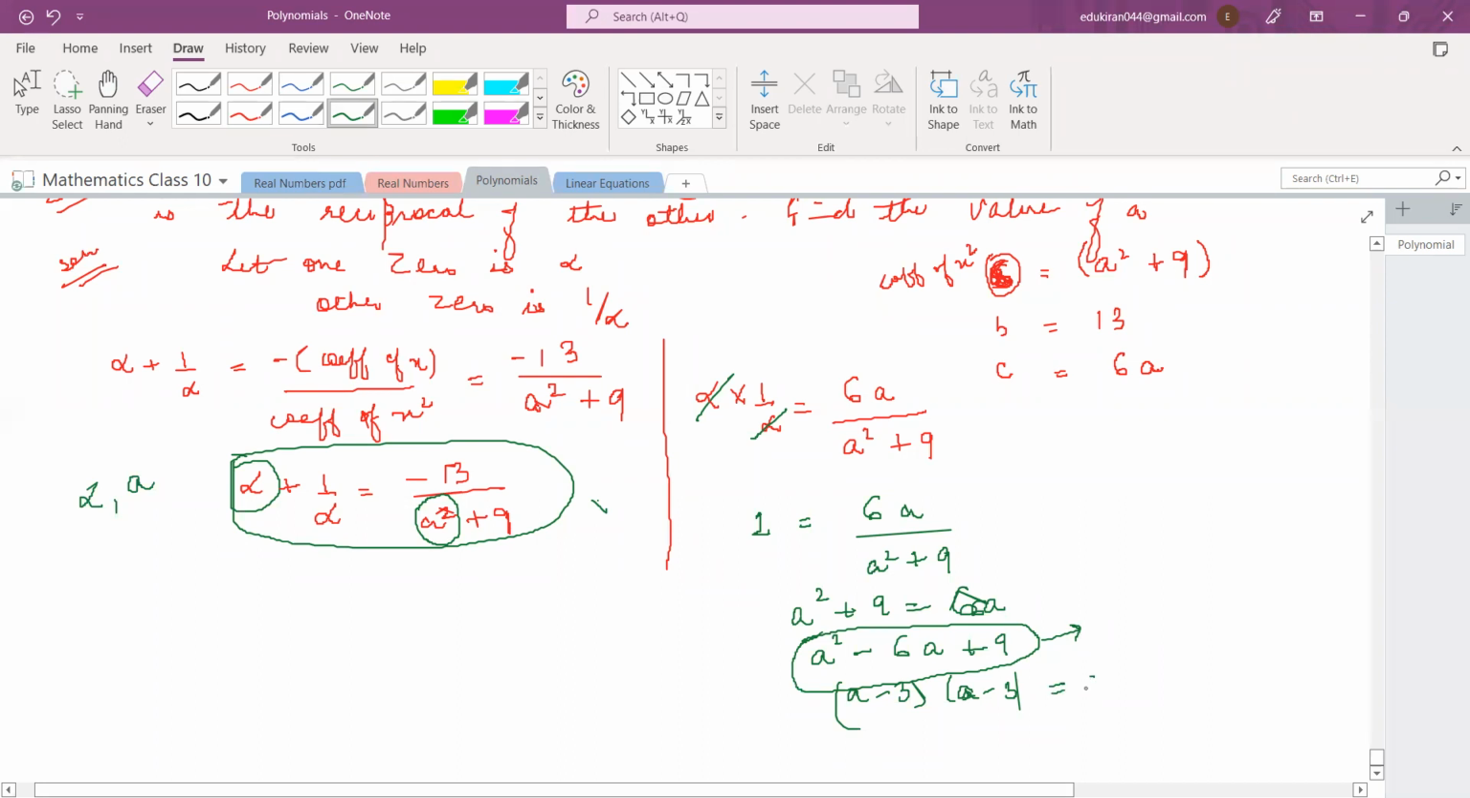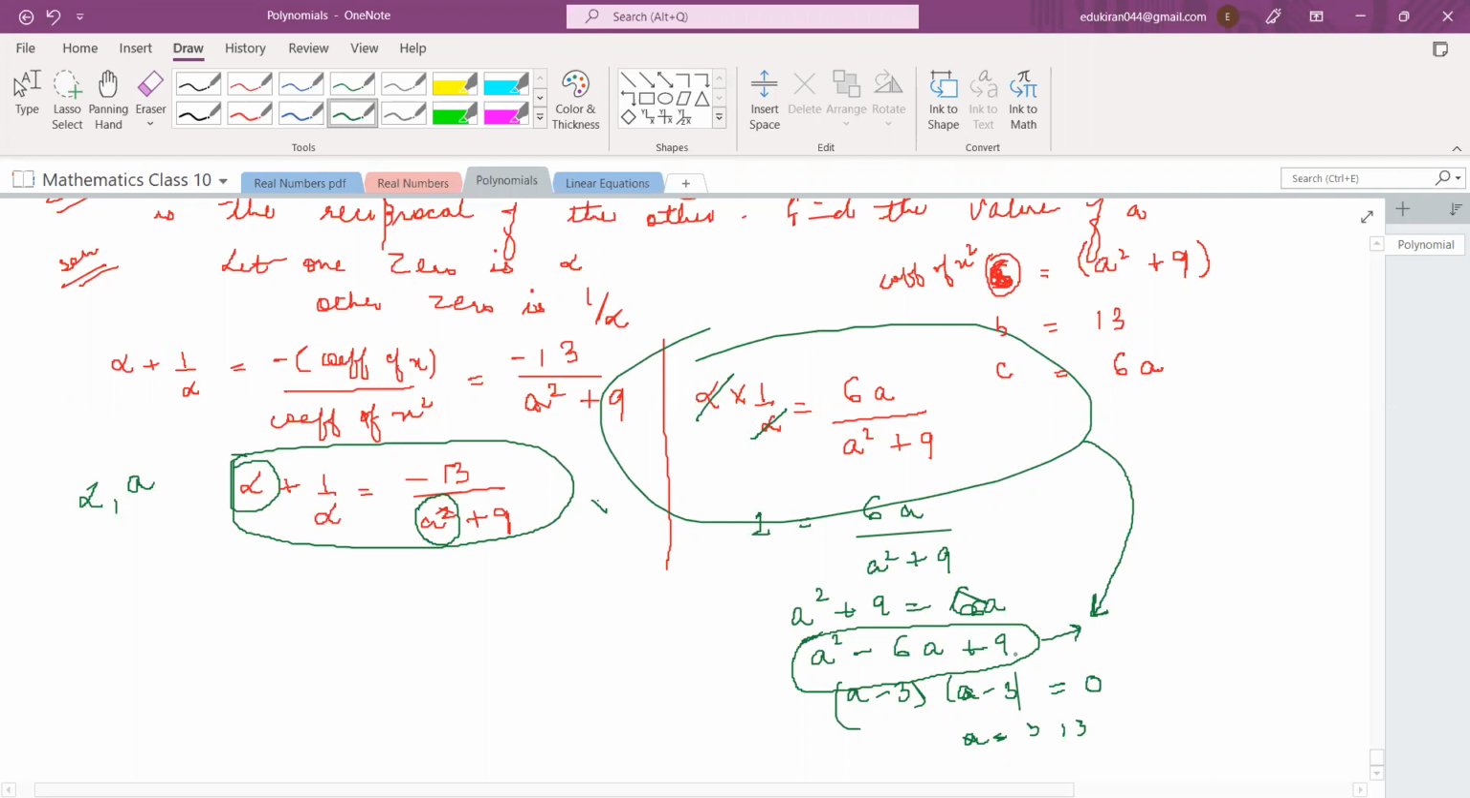So now you will set this equal to 0, and this will give you A is equal to how much? 3, in both cases. That is, the value of A is 3. So you have found the value of A. Clear? Yes, ma'am. So basically you have reduced this condition into a quadratic polynomial in A, and you are finding the value of A, that means the zeros of this polynomial. That is why first of all you set it equal to 0, and that gives you A is equal to 3.